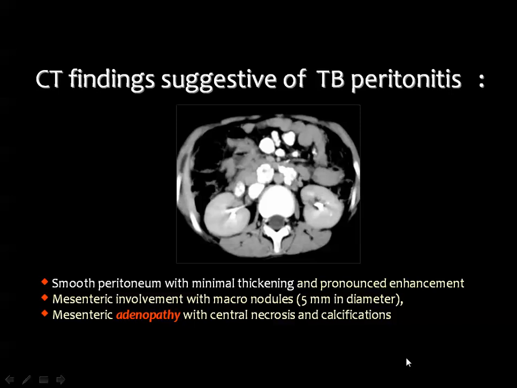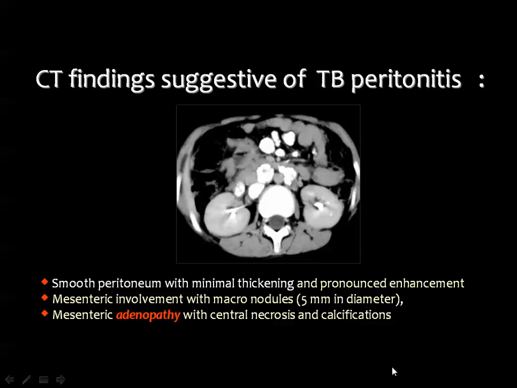Then this is a case from our hospital, and you see there are multiple calcified mesenteric lymph nodes as well as calcified retroperitoneal para-aortic lymph nodes, and these are the CT findings that can suggest tuberculous peritonitis. Number one is smooth peritoneum with minimal thickening and pronounced enhancement, mesenteric involvement with macronodules, mesenteric lymphadenopathy with central necrosis and calcification.